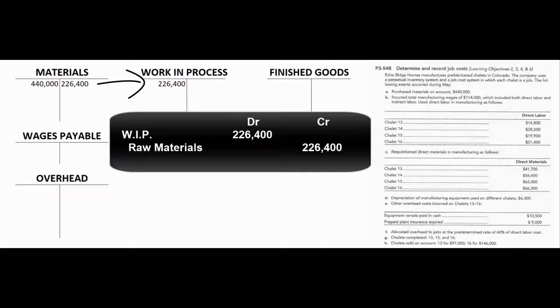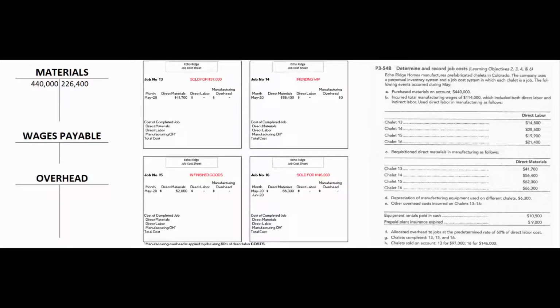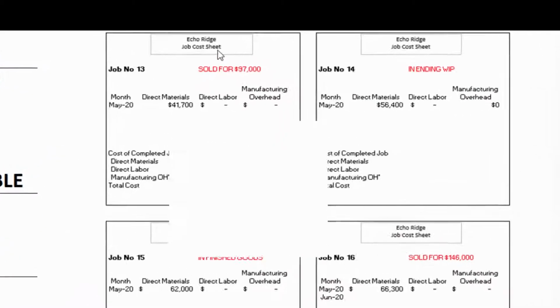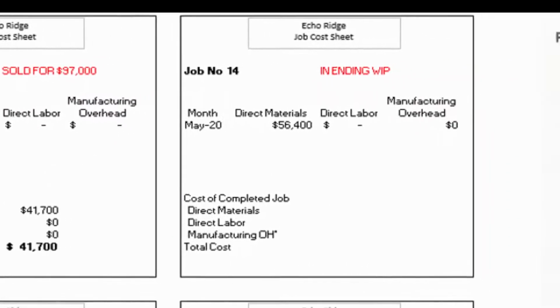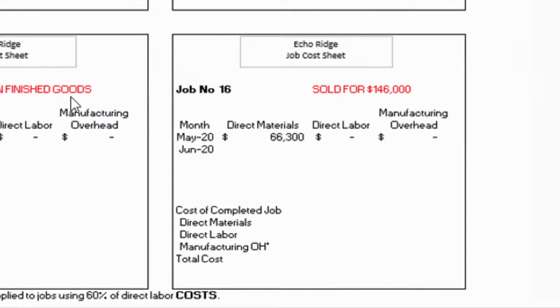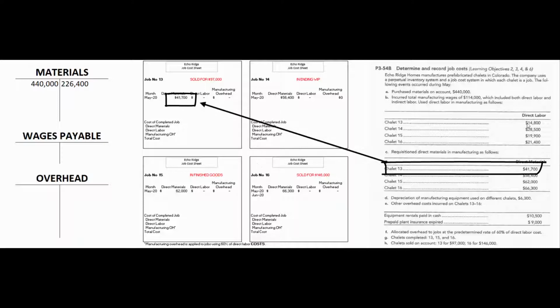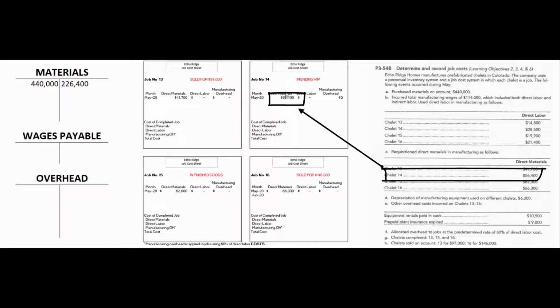And simultaneously, we have job order cost sheets that track that stuff. So here are some job order cost sheets I made up. I made little notes to myself of what happens to these jobs, because what often happens to me is I get confused about which jobs got sold and which jobs are sitting in ending work in process and which jobs are just waiting to be sold. And you can see we posted the $41,700 of materials to job 13, $56,400 to job 14, etc.